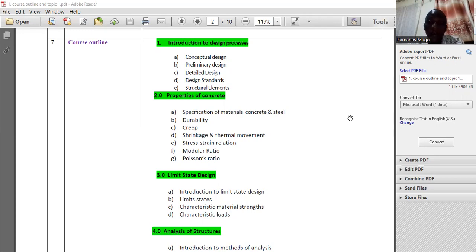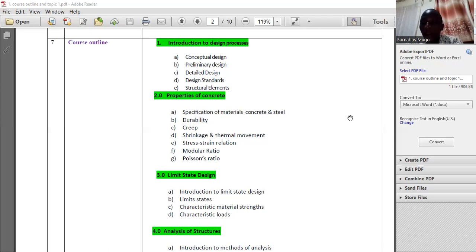So I'm sure that even this time round, we are only going to design the concrete part. When we are designing, we are going to use a code that is BS8110, the code of practice. When we are looking at the code of practice, we are looking at the standard way of designing, something that has been agreed countrywide or worldwide for us to be able to use in the design.